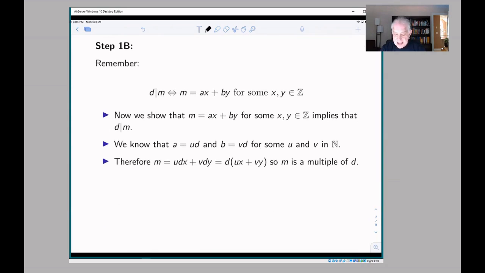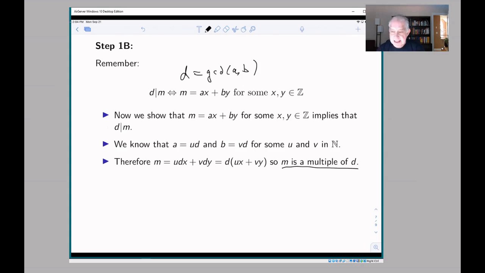Now we have to show that if M is a multiple, AX plus BY, a linear combination, then it's a multiple of D. And for that, we use the fact that we already proved that D is the greatest common divisor of A and B, remember. So A is a multiple of D and B is a multiple of D. And if we substitute that into this equation, A is UD and B is VD, we get M is UDX plus VDY, factor out the D, and we see that M is a multiple of D.